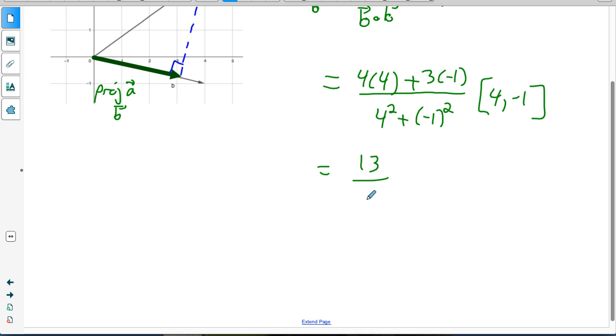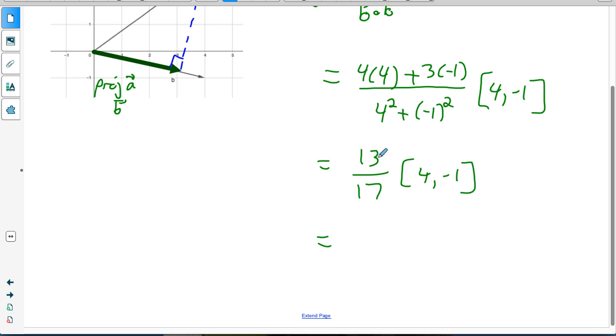And in the denominator, I have 16 plus 1, that's 17. And that is being multiplied by the vector for negative 1. And then I can multiply the x and y components of the vector by the scalar. Imagine distributing that scalar to both the x and y components. So 13 over 17 times 4 is 52 over 17. That's the x component of my projection vector. And the y component, 13 over 17 times negative 1, is negative 13 over 17.